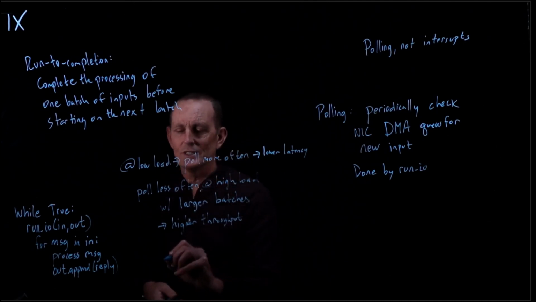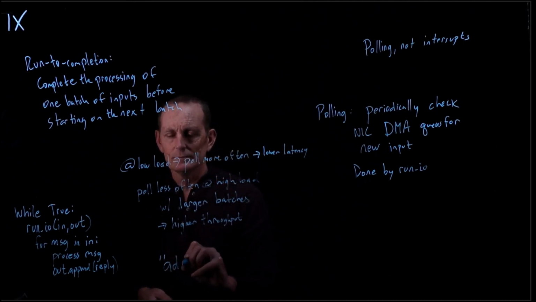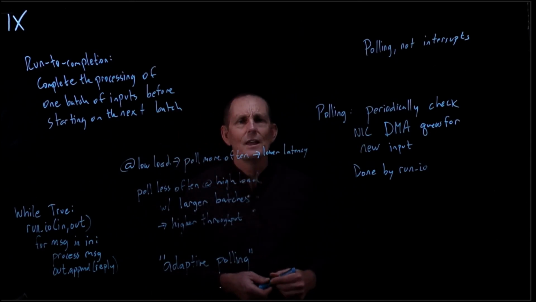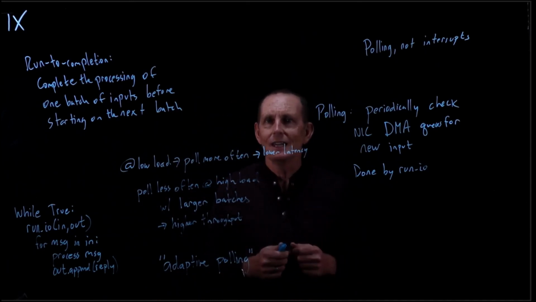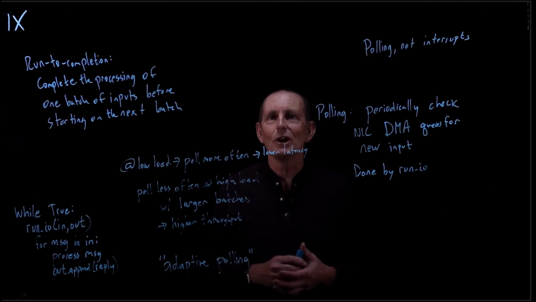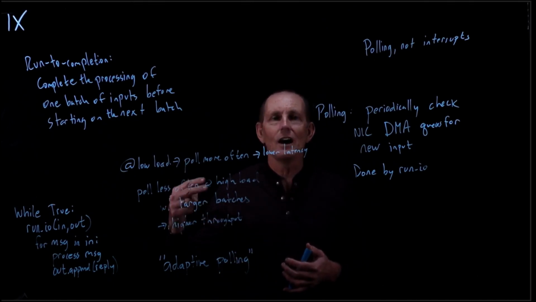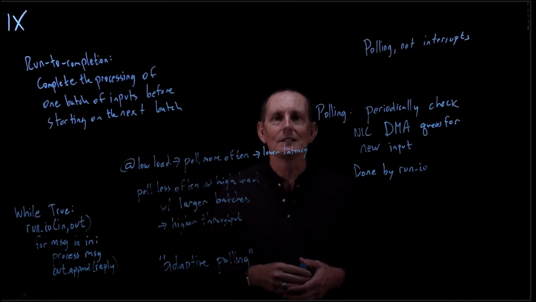This is what the paper calls adaptive polling. But notice there's no constants that have to be tuned how to do it. It's just automatically. If we have low load, we poll more often. If we have a high load, we poll less often.